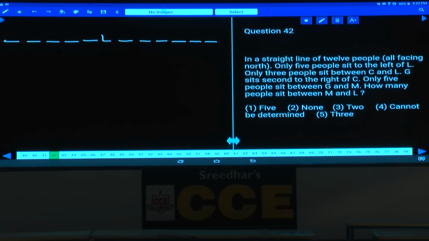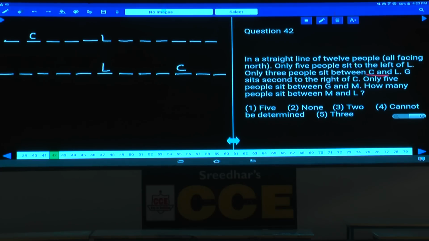Now how many persons in between C and L? 3 people between C and L. As L is here, 1, 2, 3, C can be at this place, that is one possibility. Then what is the second possibility? 3, 4, 5, 6, 7, 8, 9, 10, 11, 12. Now L is at the 6th place, that means there are 5 persons to the left of L, 3 persons between L and C will be at this place. Only 3 people sit between C and L.